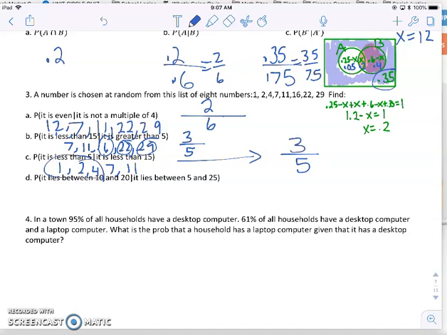The probability it lies between 10 and 20 if it lies between 5 and 25. So the numbers we're looking at are 7, 11, 16, and 22. So of those 4, it lies between 10 and 20. So we have 2 out of 4.